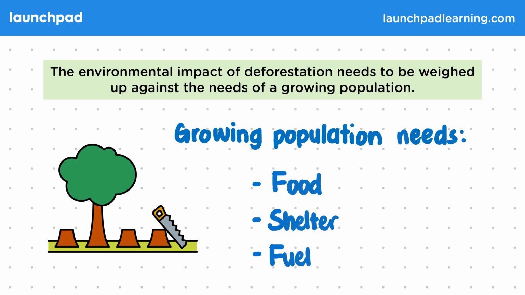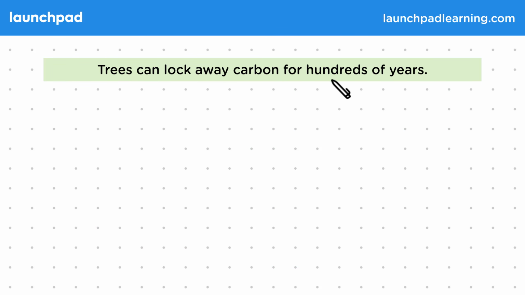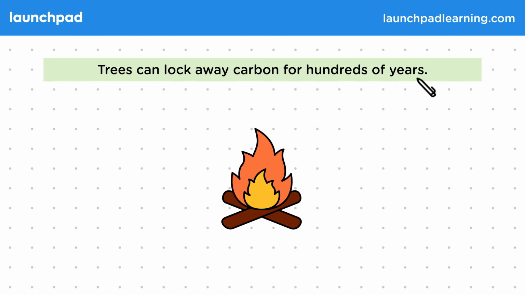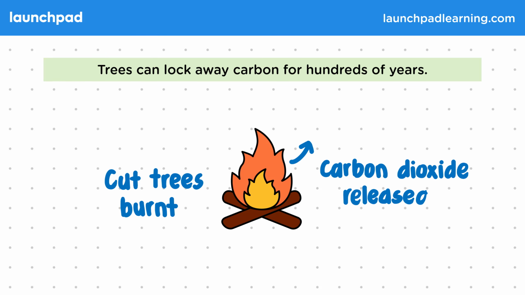So what's the environmental impact of loss of trees on such a large scale? Trees can lock away carbon for hundreds of years. Remember that trees will have taken in carbon dioxide via photosynthesis, and then they will have locked the carbon away in the form of biomass. When trees that have been cut down are burned, this carbon dioxide is released again back into the environment.